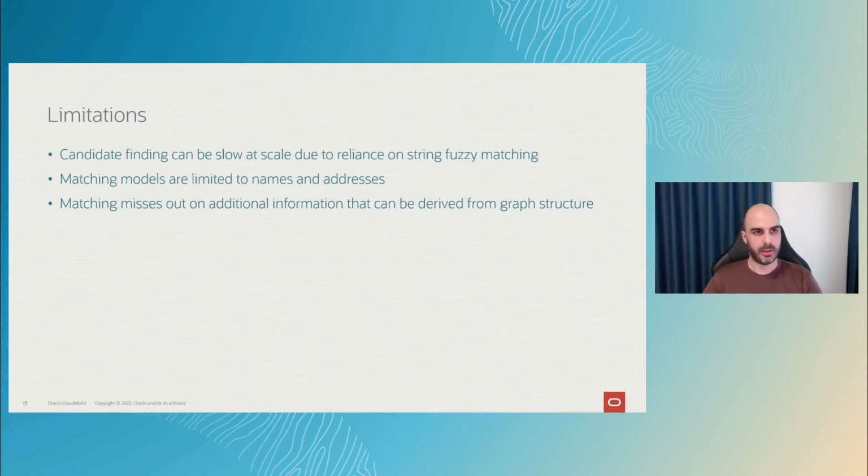Still, we have some limitations on this solution. The candidate finding can be slow depending on how it's configured because it's relying on string fuzzy matching. And the current matching models are specifically optimized for names and addresses. This can theoretically be used for any text-based attribute, but currently we ship the models that are specifically optimized for names and addresses. Then the matching step misses out on some additional information that we could derive from the graph structure. I'm going to show an example of it in the next slide.